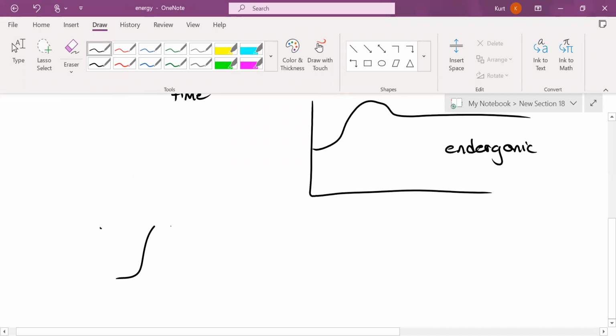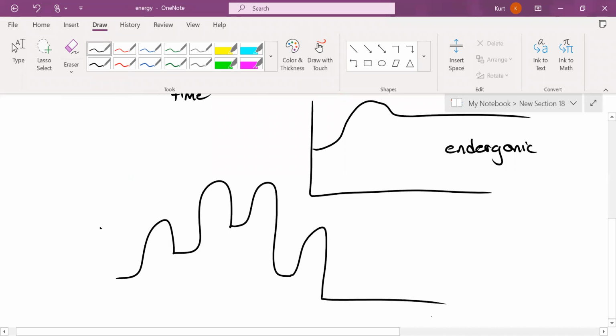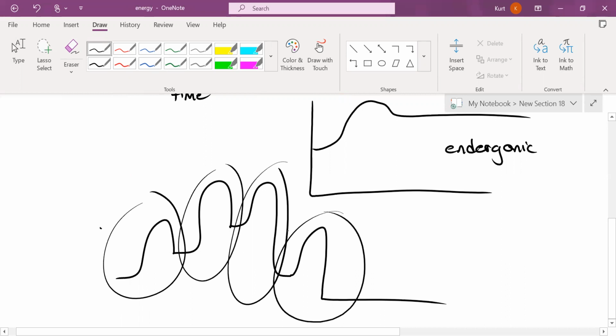How about this? Do you recall that? How many reactions are in this? Coupled reaction. There are 4. This is called a coupled reaction where the end of one is actually the beginning of the next.